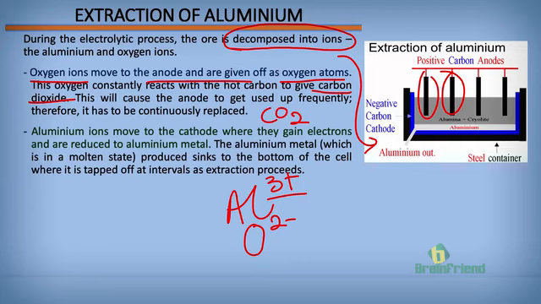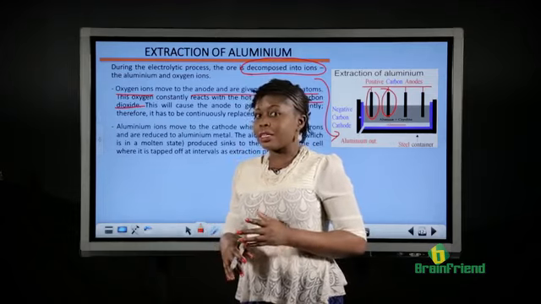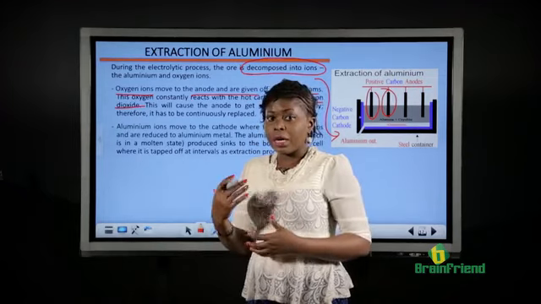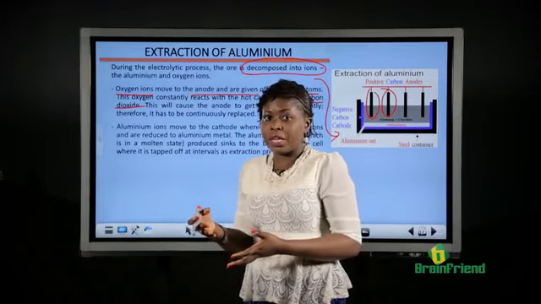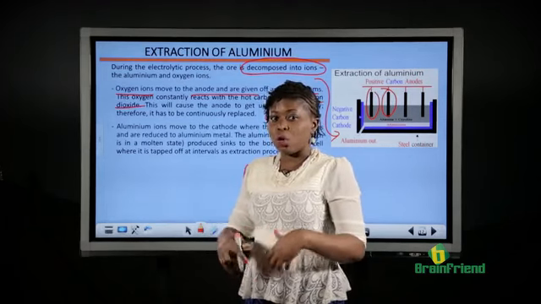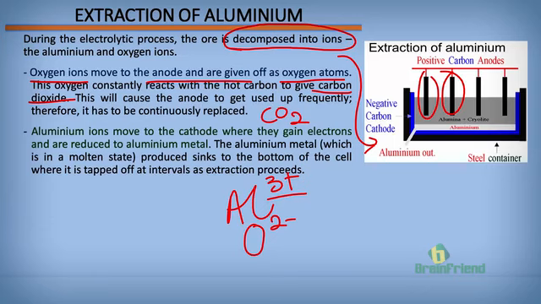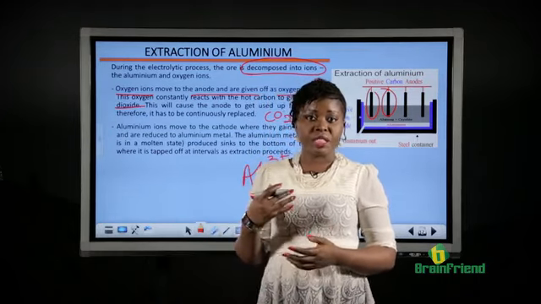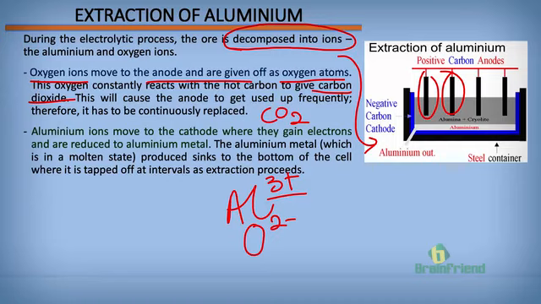So this means that the anode will constantly get what? Used up. The carbon will constantly react with the oxygen to form carbon dioxide. So we don't have carbon there anymore. What we'll be having as the reaction continues is what? Carbon dioxide. So the anode is being what? Depleted. So in order to counter this effect, it means that the carbon, the anode, will need to be continuously replaced for the electrolytic process to continue. So this is what happens at what? The anode. All right?